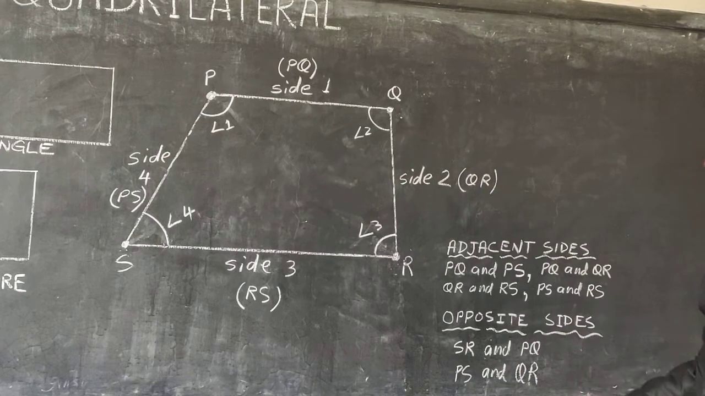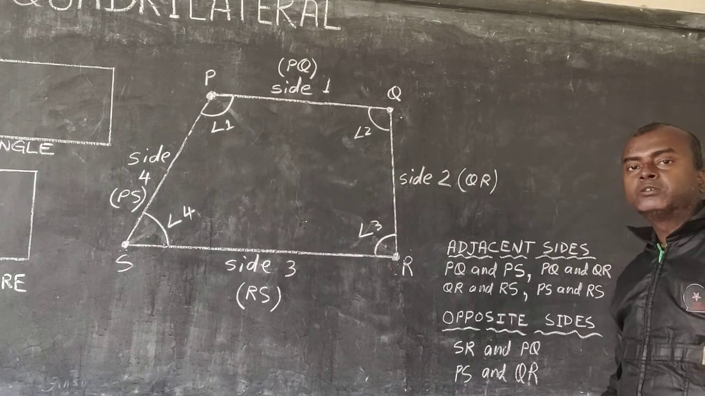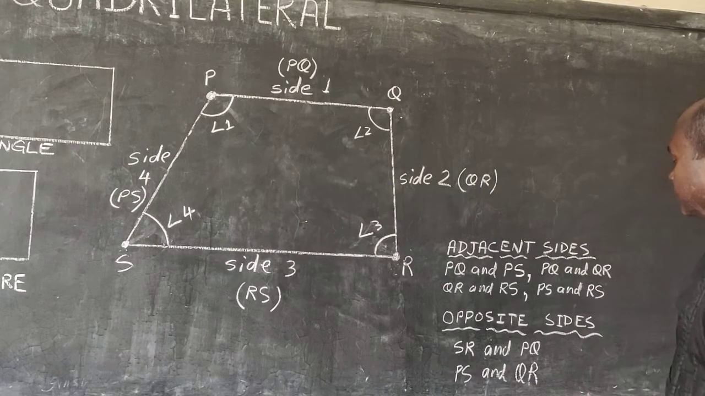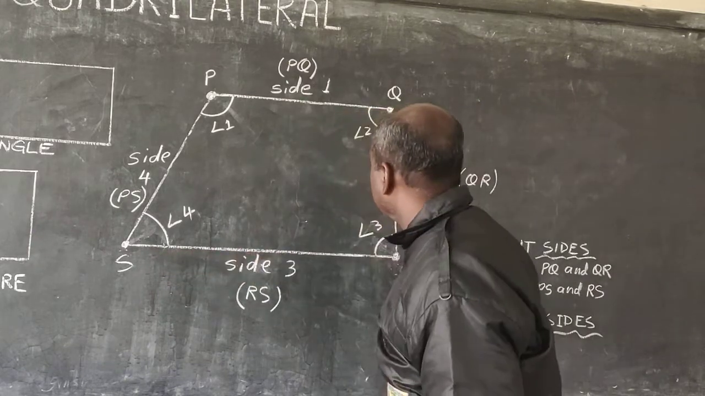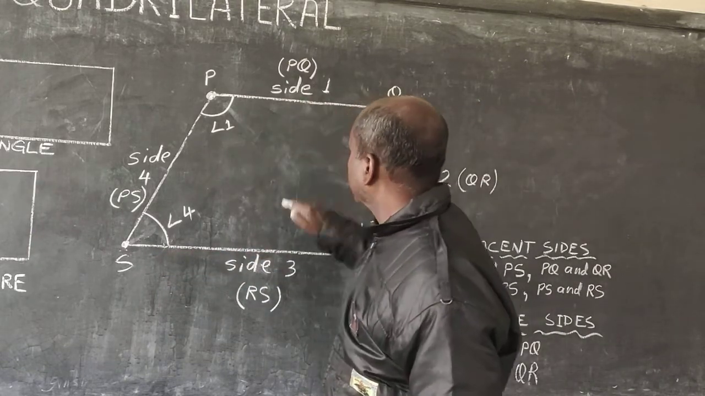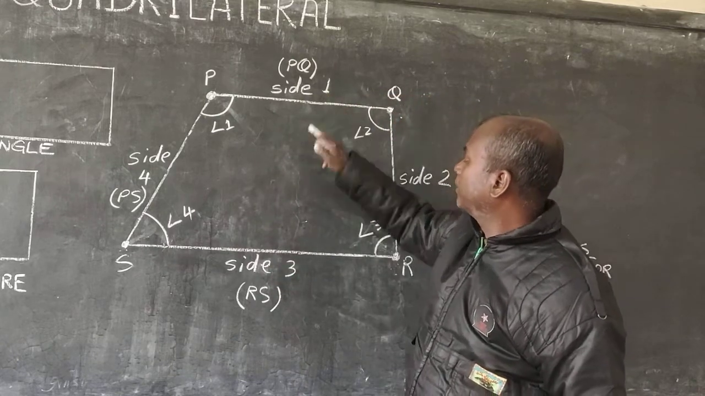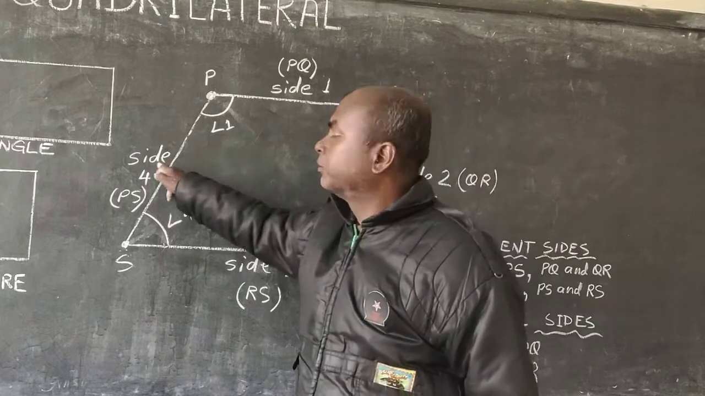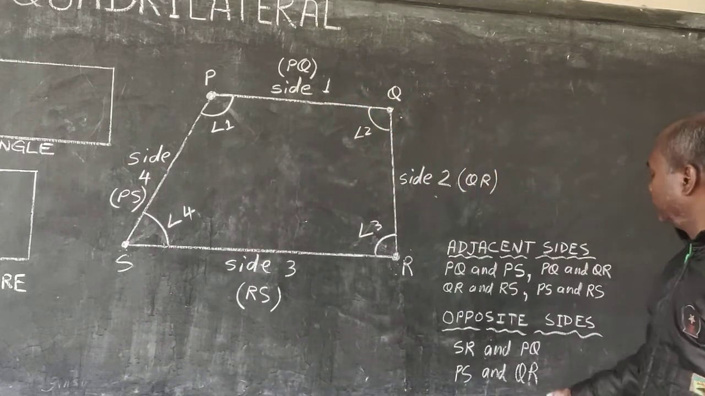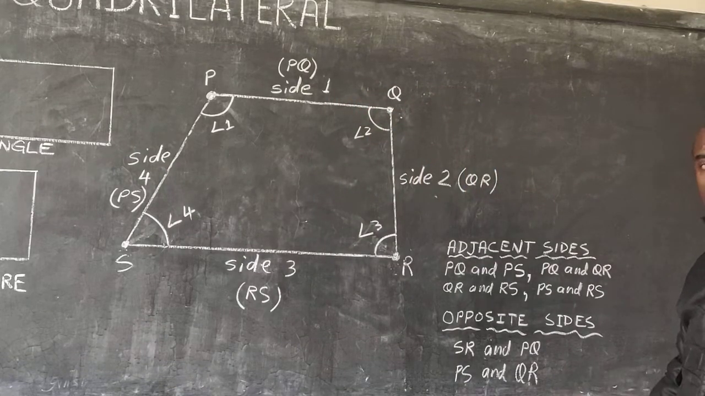Opposite sides are those sides which are not adjacent to each other. So which are the opposite sides here? SR and PQ. So which is SR? This side is SR and this side is PQ. So this and this sides, or in other words, side 1 and side 3 are opposite, and side 2 and side 4 are opposite to each other. So here it is. You can pause this video and note it down for your reference.